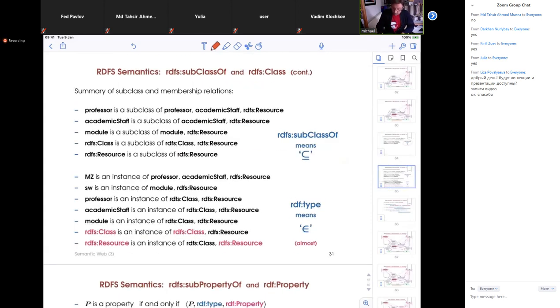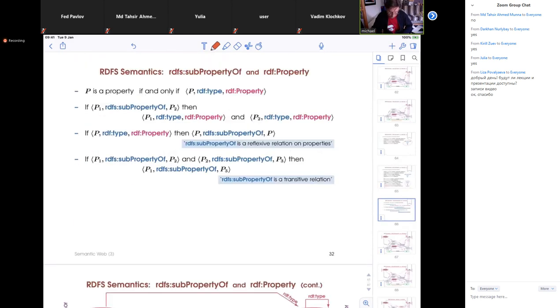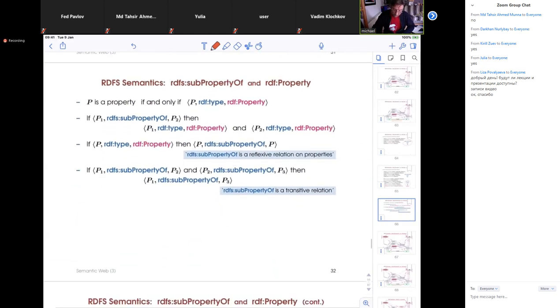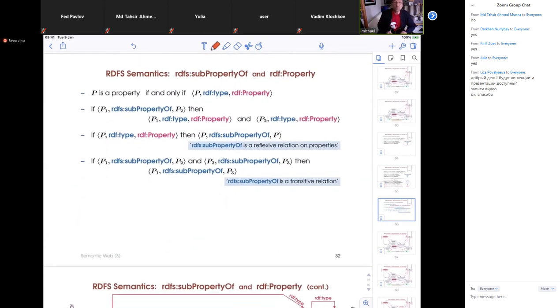Okay, and type means this element, membership in a class. Say MZ is an instance, an element of some class, some classes, professor, academic staff, and so on, or resource. So about properties, sub-properties, we have rules like this. Similarly, if P1 is a sub-property of P2, then both P1 and P2 are properties.